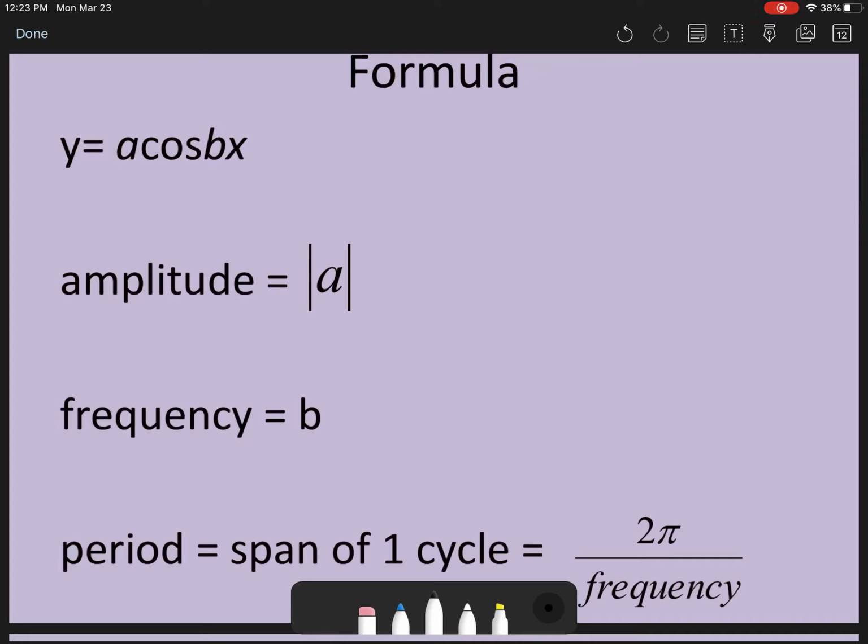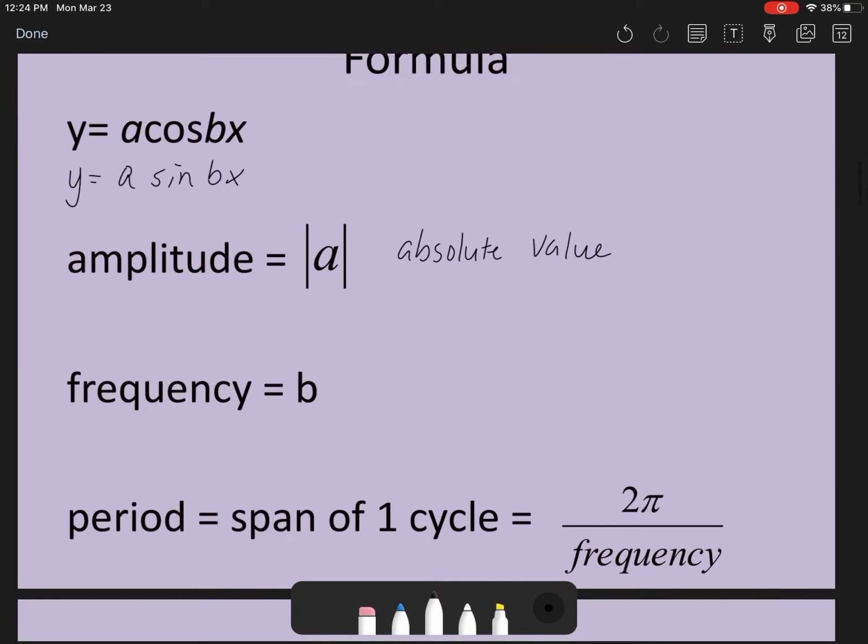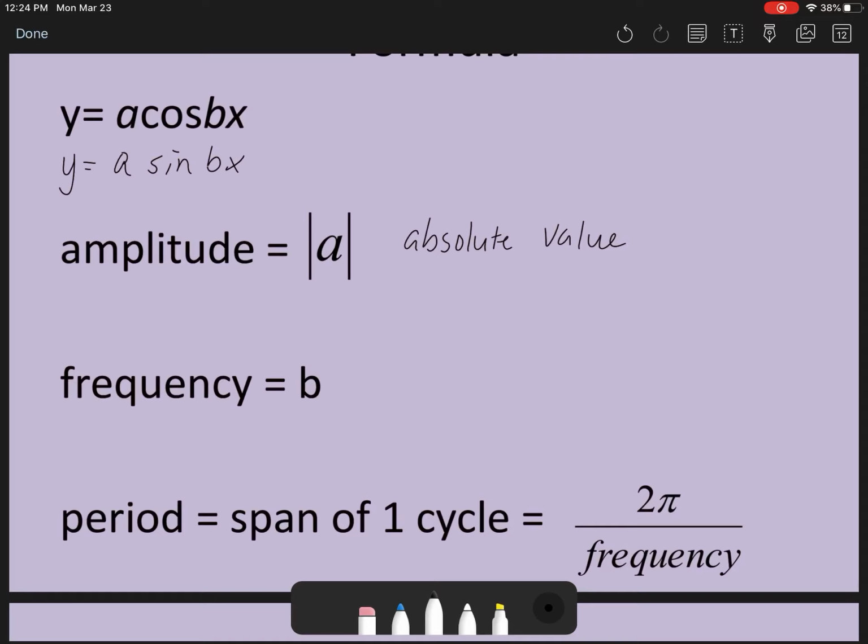Okay, here are your formulas. Okay, now this is the equation. When we have the equation written out as y equals a cosine of bx, or even if it was a sine of bx, okay? The a stands for the amplitude. Notice here that it's absolute value, okay? So whether that A is negative or positive, the amplitude is always going to be the positive value. The frequency is the B value. Again, that's how many full sine or full cosine curves you have going from 0 to 2 pi.